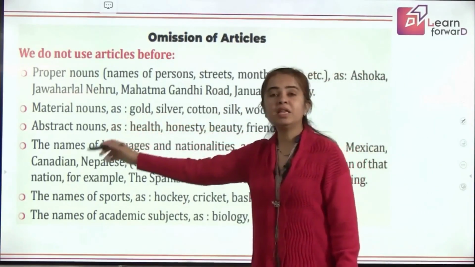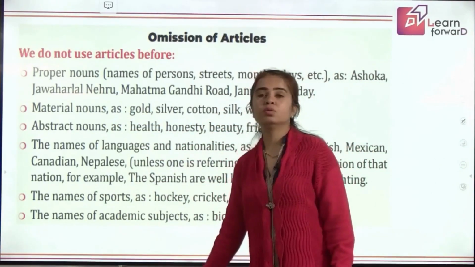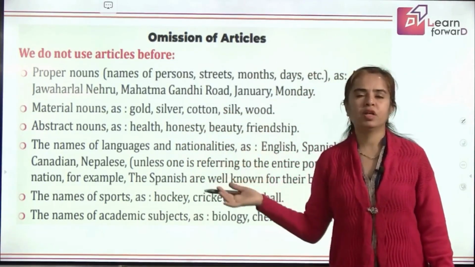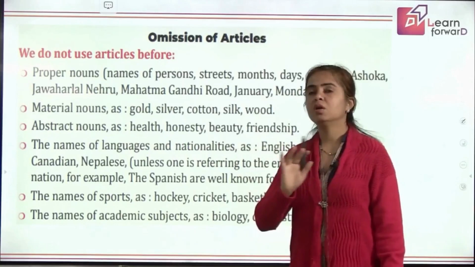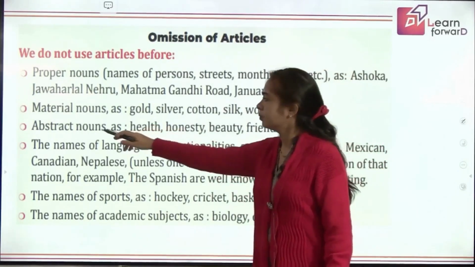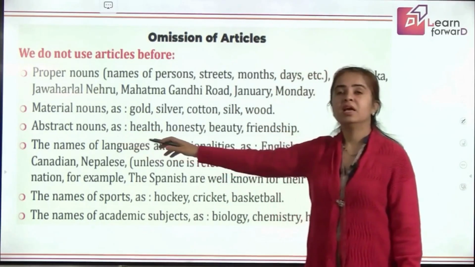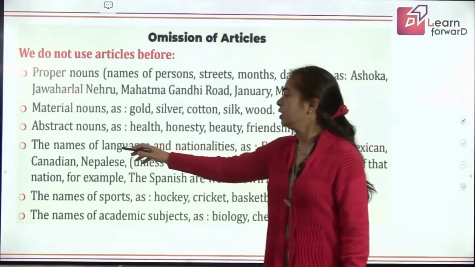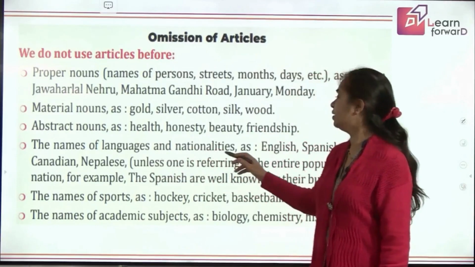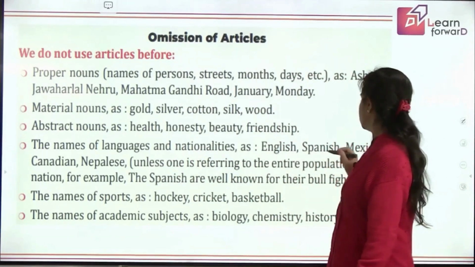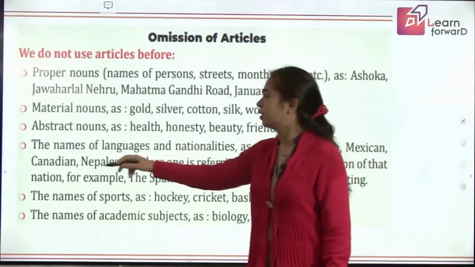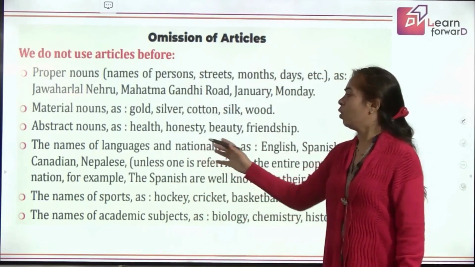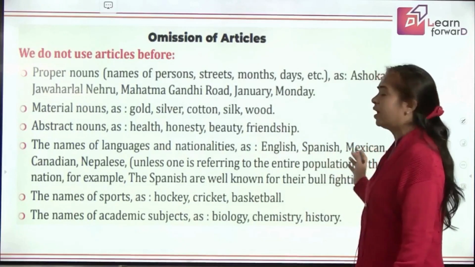Now with material nouns also, children, we will not use the article the. Gold, silver, cotton, silk, wood, paper, whatever. All the material nouns will not carry an article with them. Abstract nouns, yes, even with abstract nouns, we do not use any article. The names of languages and nationalities, such as English, Spanish, Mexican, Canadian, Nepalese. So, these are all languages and nationalities.